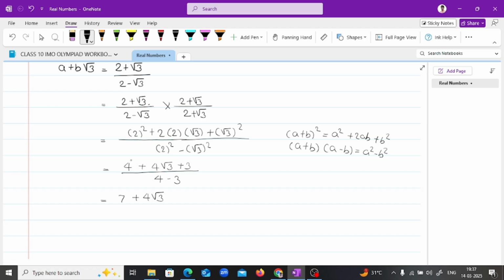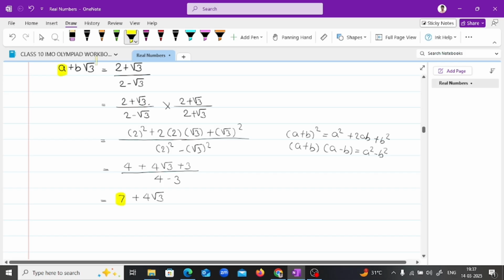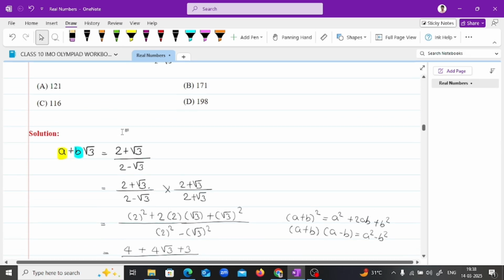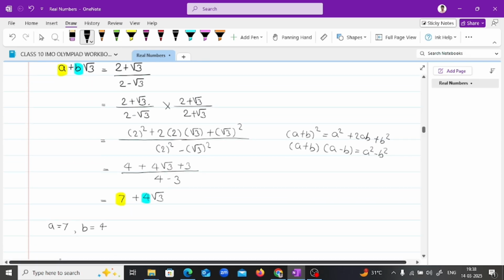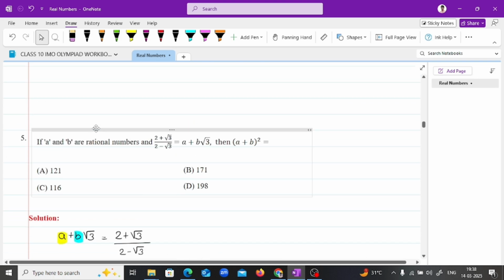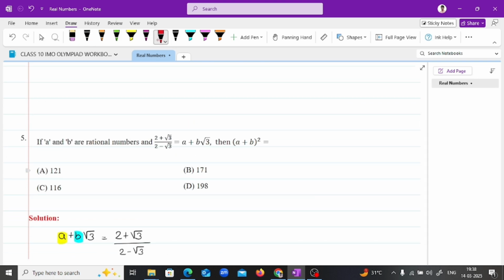Now a plus b root 3 is equal to 7 plus 4 root 3. So a is equal to 7 and b is equal to 4. Now we need to find a plus b whole square. So a plus b square is equal to 7 plus 4 square, which is 11 square, which is 121, and that is option number A. So the correct option of this question is option A.